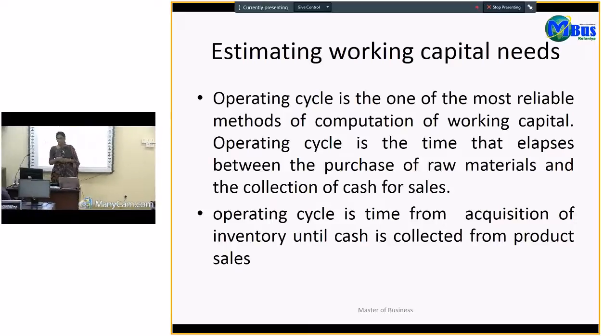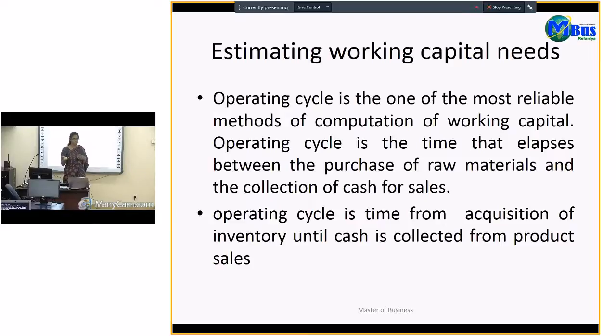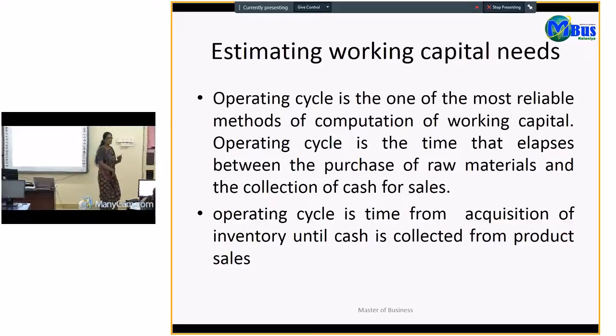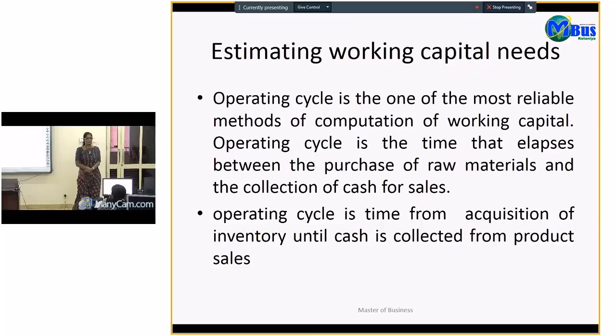Then once we purchase the materials, we use them for production. Once we finish the production, we have to sell them. Once we sell on credit, we have to collect money from the debtors, right? That total period is called the operating cycle. So what is the importance of identifying this operating cycle for the firm? It is the time from acquisition of the inventory until the cash is collected from sales.